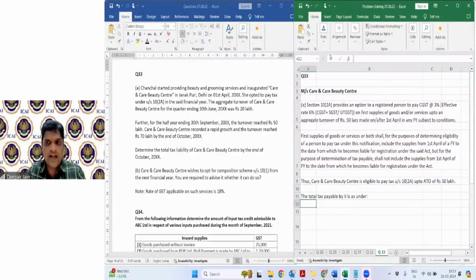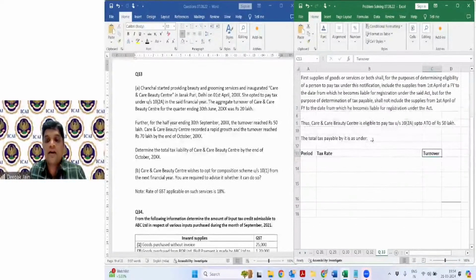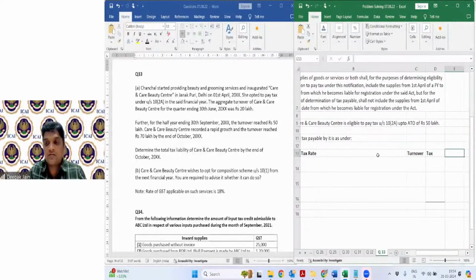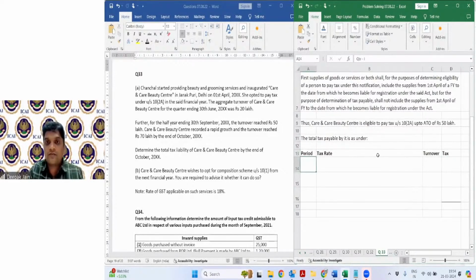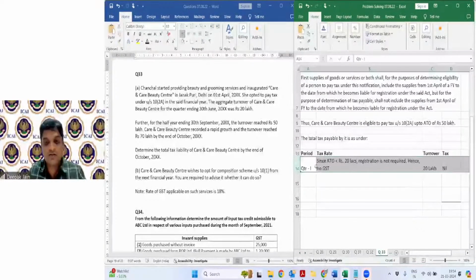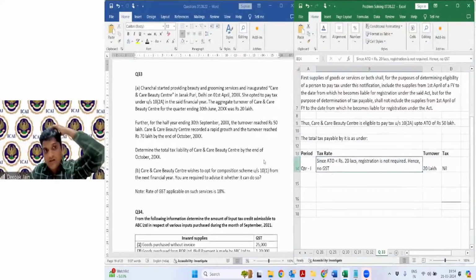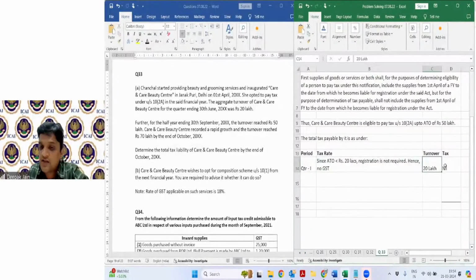So the total tax payable is as under. What is the period? What is the tax? And what is the turnover? On quarter 1, since quarter 1 up to June, it was 20 lakhs. Since aggregate turnover is not more than 20 lakhs, registration is not required, hence no GST, but we will include it as a turnover because we have to calculate the turnover for the purpose of composition scheme. So we'll calculate 20 lakh, tax on this is nil.